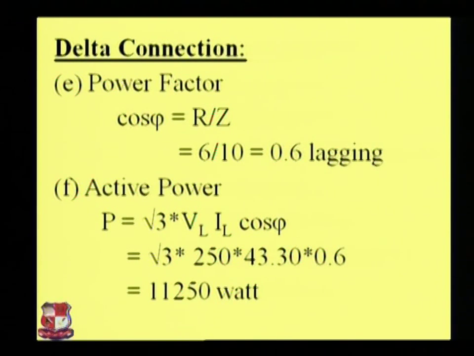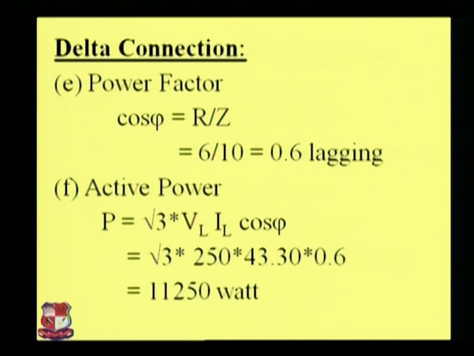Now the next one is active power. There are active power, reactive power, and apparent power. The active power is √3 VL IL cos phi. The reactive power is √3 VL IL sin phi. And the apparent power is √3 VL IL. But here I have to find the active power, that's why I use the equation √3 VL IL cos phi.